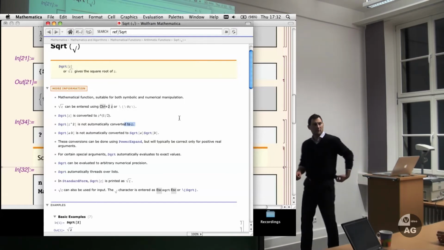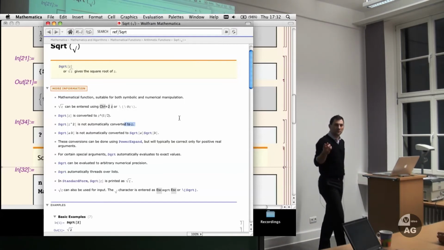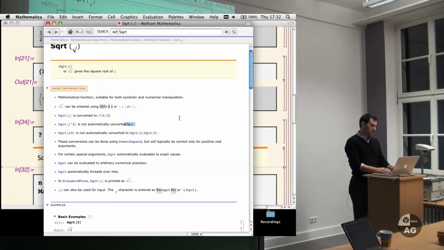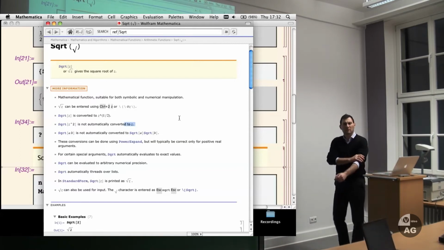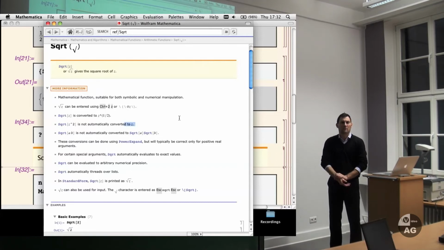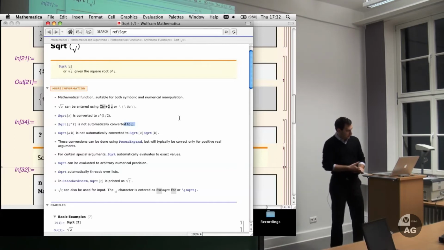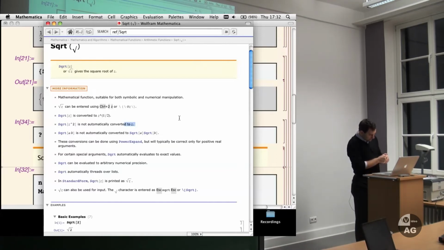Minus 2 and I square that, and then the square root could arguably be minus 2. Square root of 4. Square root of 4 is 2. That's right. The square root is always positive. Yeah. But we can tell Mathematica that the variable we passed in is of a certain type, like integer, and then it can simplify. You can do that. I'm not sure how to do that.